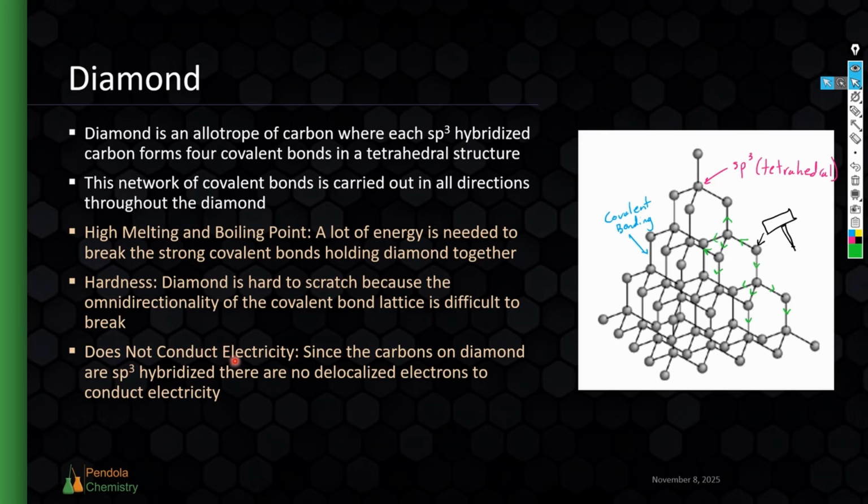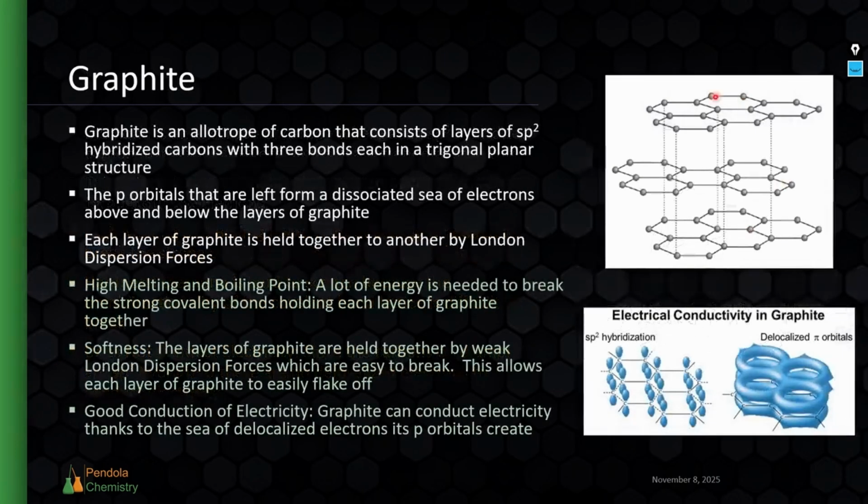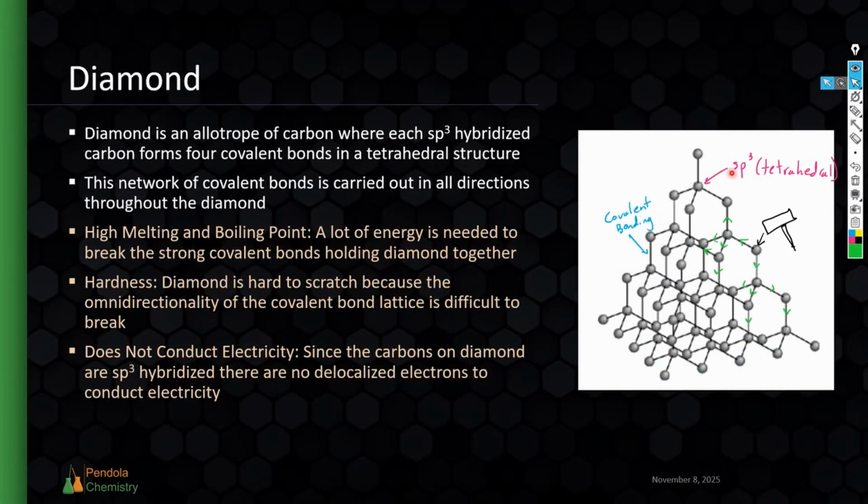Finally, diamond does not conduct electricity. Unlike graphite, which has the delocalized pi orbitals and the delocalized electrons, diamond's carbons are sp3 hybridized, meaning that there are no p orbitals left over.